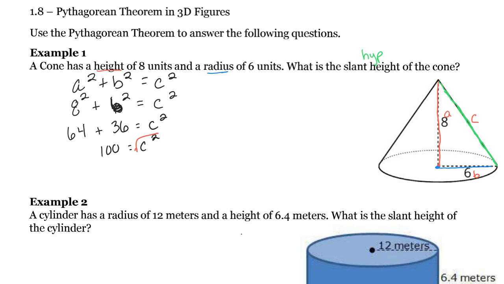And then remember, we take the square root of each side. So C equals 10. But we have to label. So remember to always label. Okay? So what are the units in this? We don't have any units. So we know the slant height is 10 units. And we write units because that's what it says here: 8 units. And if there's no label here, that's why we put units. Okay? So that's the cone. Hopefully that one was pretty straightforward.